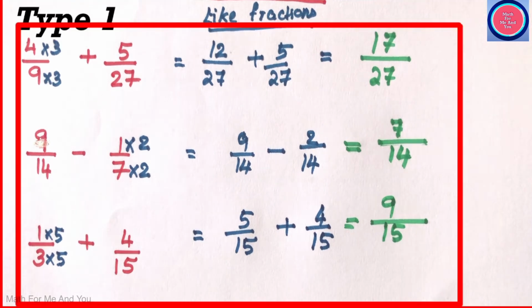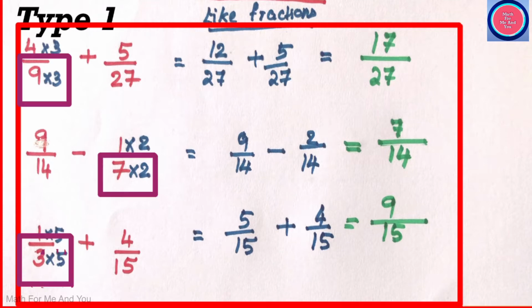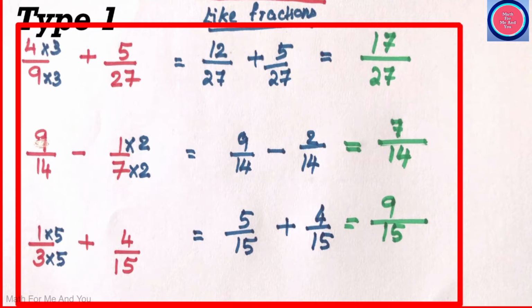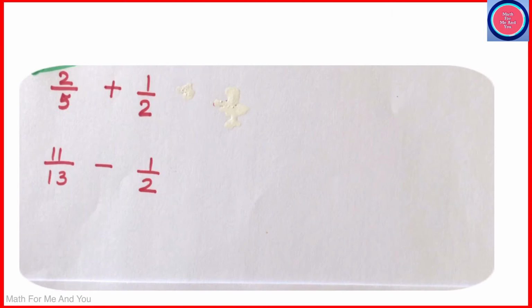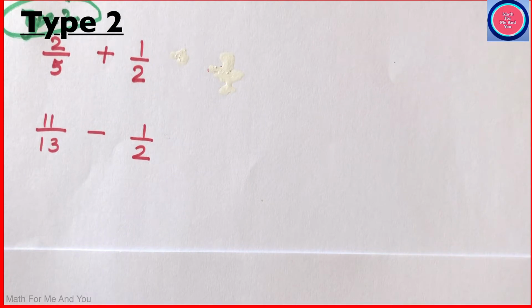I separated this type of question as type 1 because in this type, the smaller denominator we multiply with a number to get the larger denominator. See these fractions, 2 over 5 plus 1 over 2. Can we change the small denominator 2 to 5 by multiplying with any number? No. It's a different type of unlike fraction. That's why we are calling this type 2 fractions.